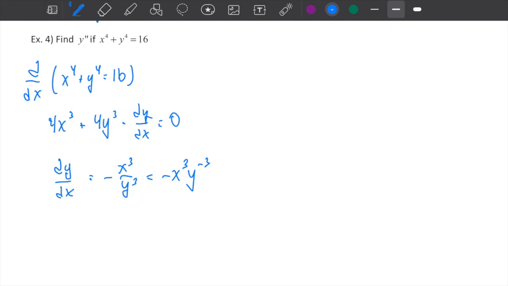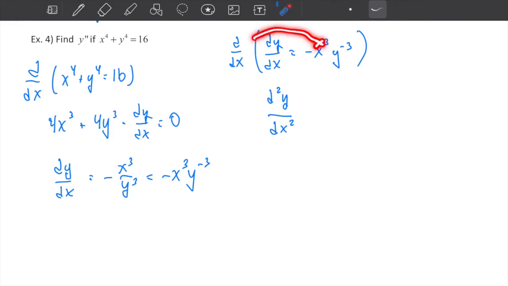I'm going to use the product and the chain rule here. Now that we've got the first derivative, dy dx is equal to negative x cubed y to the negative 3, we're going to apply the derivative to this equation. So I'm going to take d dx of dy dx. That's going to give us the second derivative, d squared y over dx squared. That's the notation that we have to indicate the second derivative. Now, I noticed the product rule here. So we're going to take the product rule here.